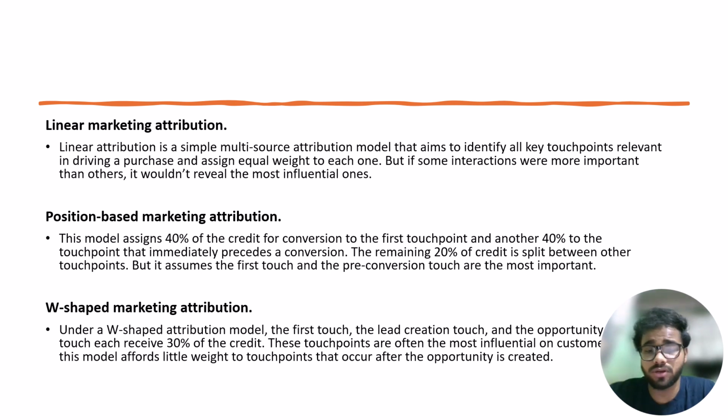The remaining 20% of credit is split between other touch points, but it assumes the first touch and the pre-conversion touch are the most important here. So in this position based model, which we also call the U-shaped marketing attribution model, they give 40% of the credit to the first touch point, another 40% to the last touch point before the conversion happened, and the remaining 20% is split between all the touch points that happen between the first touch point and the last touch point.